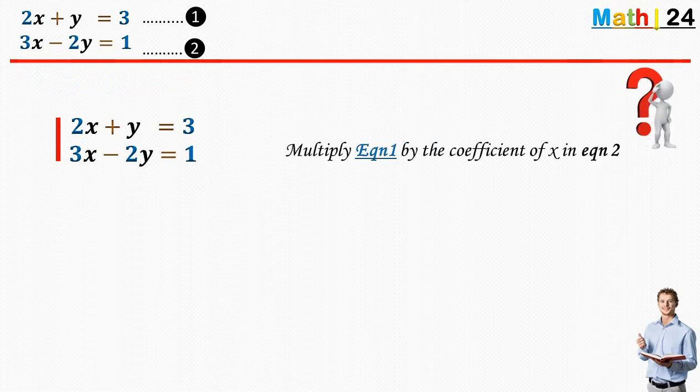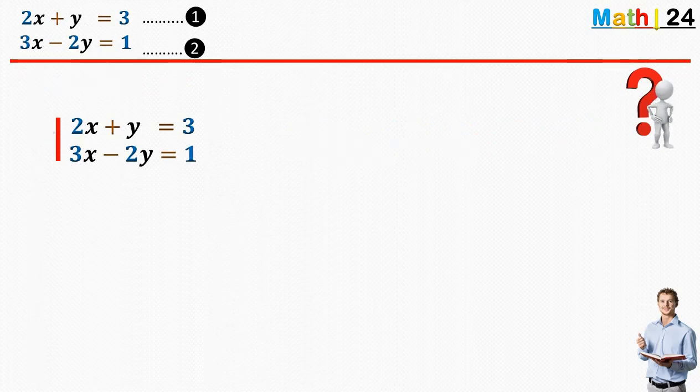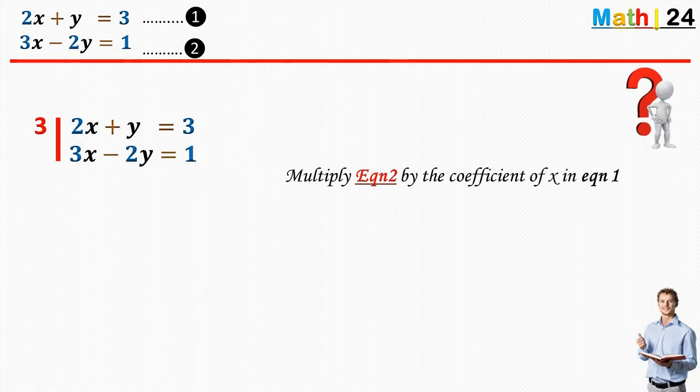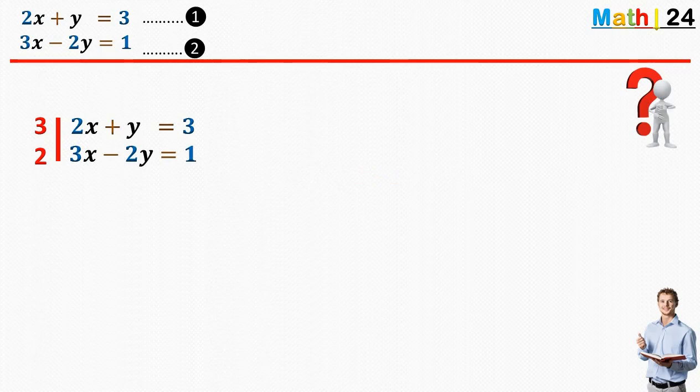We multiply equation 1 by the coefficient of x in equation 2. 3 is the coefficient of x in equation 2. We multiply equation 1 by that 3. We equally multiply equation 2 by the coefficient of x in equation 1. The coefficient of x in equation 1 is 2, so we multiply equation 2 by that value. What result do we obtain?